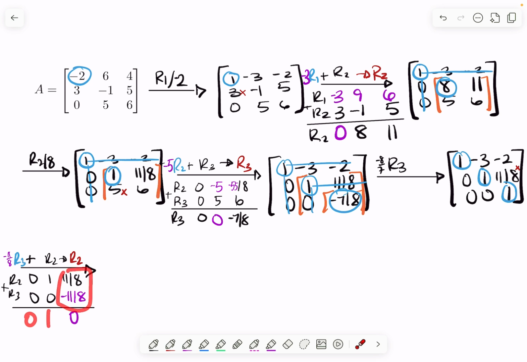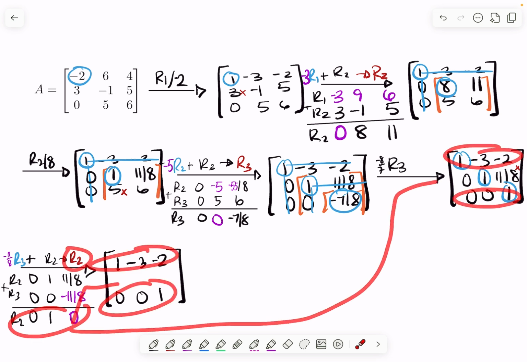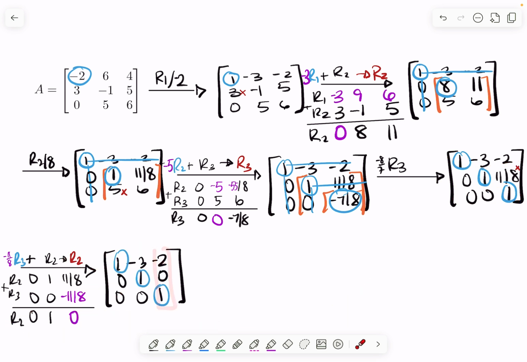This is 1 and this is 0, just like we wanted it to be. And this is my new row 2. Since the only row I'm changing is row 2, the first and the third rows stay the same, and my row 2 becomes this new row 2 right here. So I'm still in this column using this pivot position.